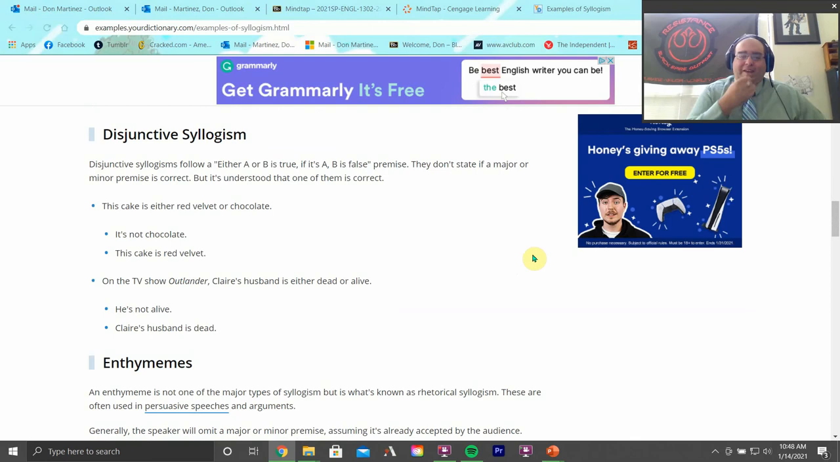Okay. The disjunctive syllogism, it says either A is or B is true. If it's A, B is false. Okay. So here we go. This cake is either red velvet or chocolate. It's not chocolate. Therefore, this cake is red velvet. Second one's about the TV show Outlander. I don't watch that show, so.